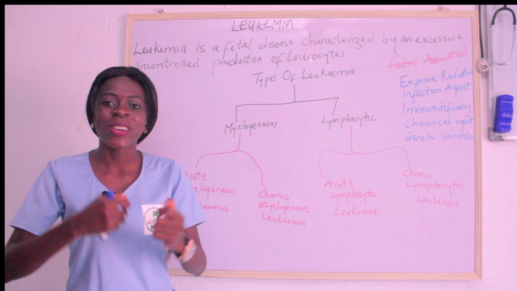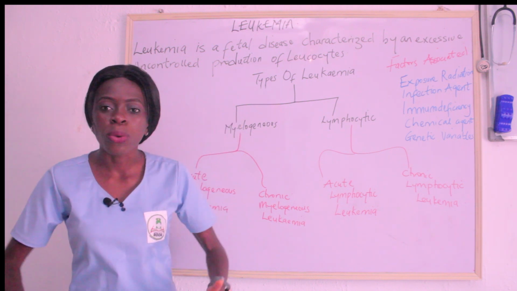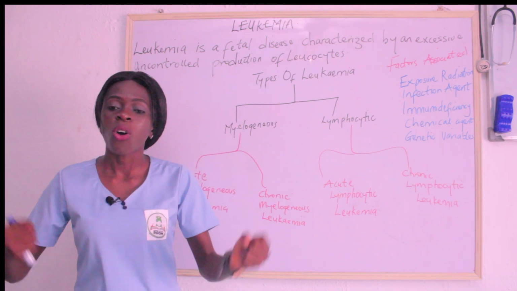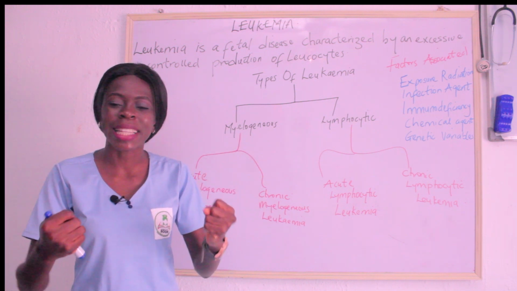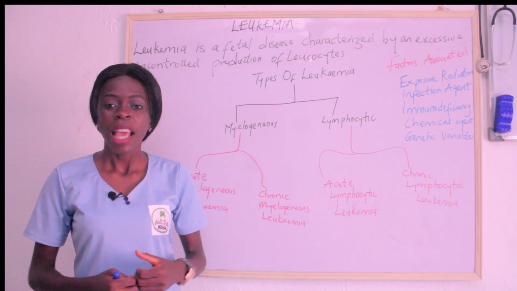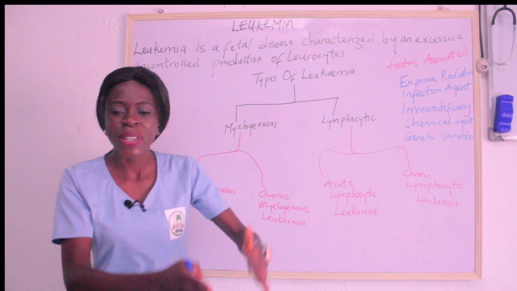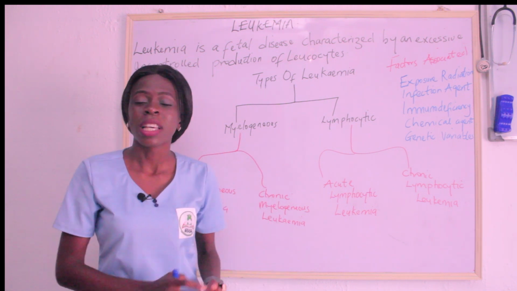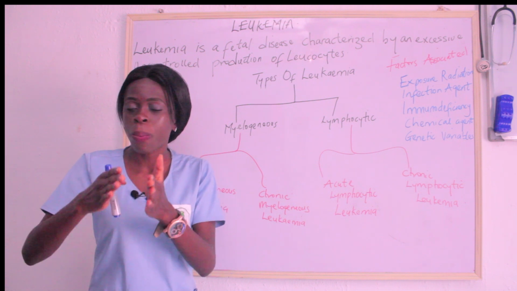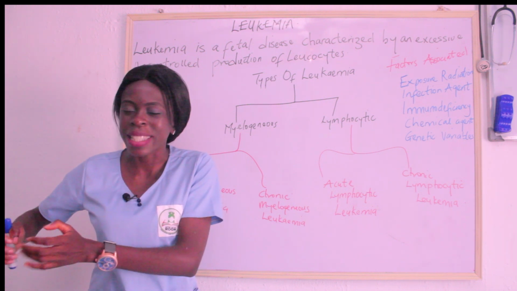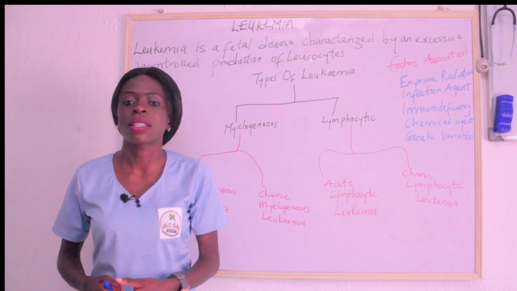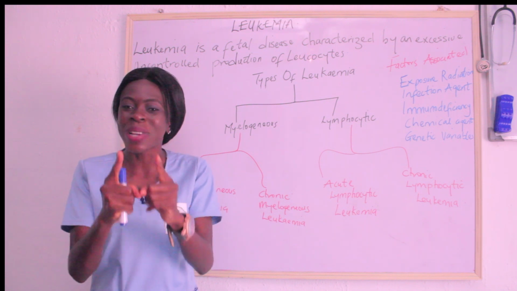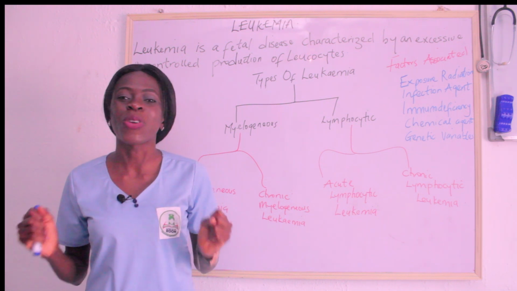The white blood cells that are being produced are unable to carry out the function of defending and protecting the body. And also, when there is increased production of these immature white blood cells, there's going to be a reduced production of red blood cells and platelets. You can see leukemia is really the cancer of the blood.